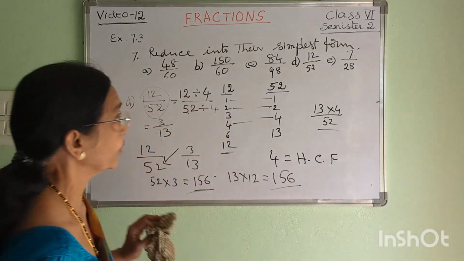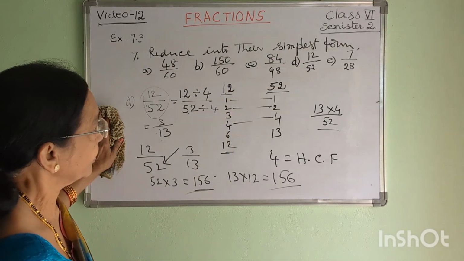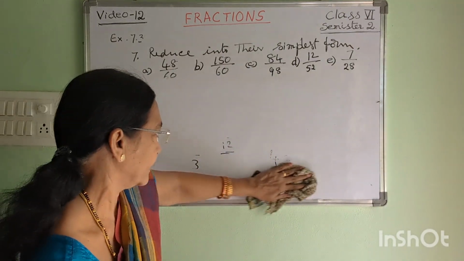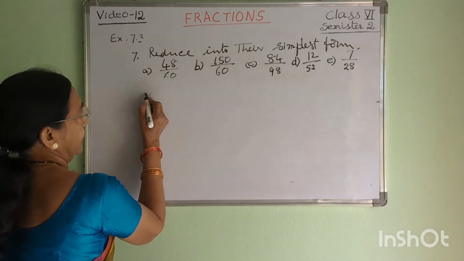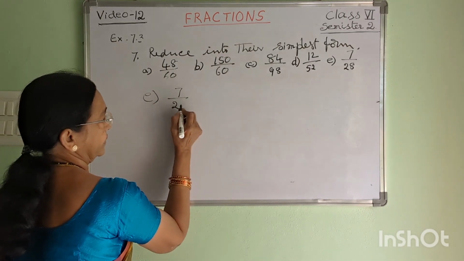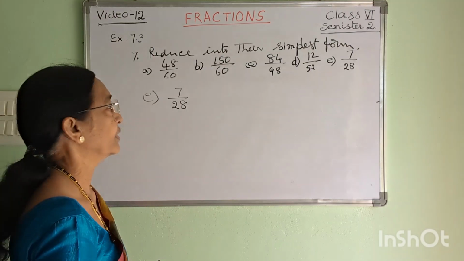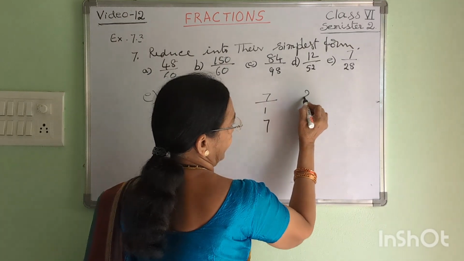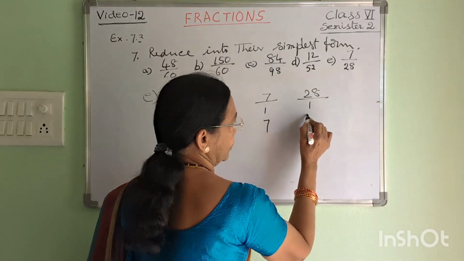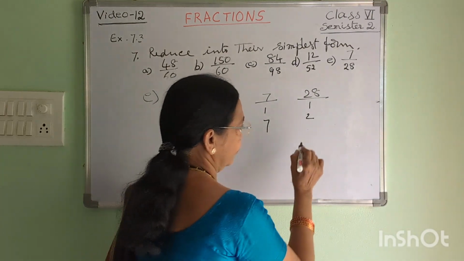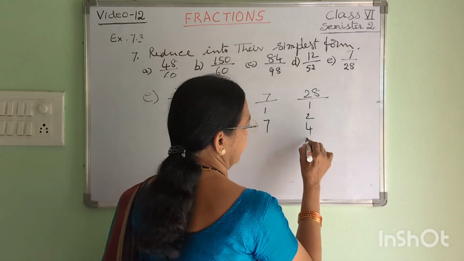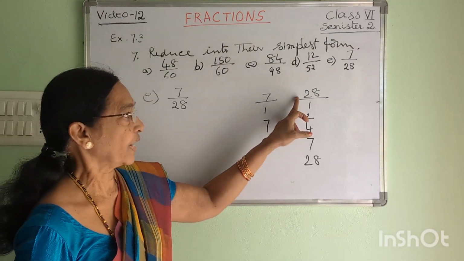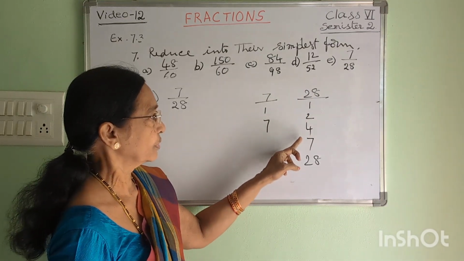Next, we go to the last one. 7 by 28. 7 has no other factors. 7 has factors 1 and 7 itself. 28 has some factors: 1, 2, 4, 7, 28. So factors of 7 are 1 and 7. Factors of 28 are 1, 2, 4.